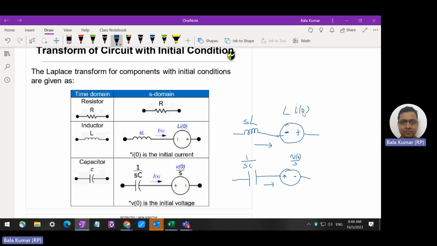Note that if I naught is 0, then this becomes 0. You don't need to put this. This is similar to the case with no initial condition. You don't need to include the secondary voltage.